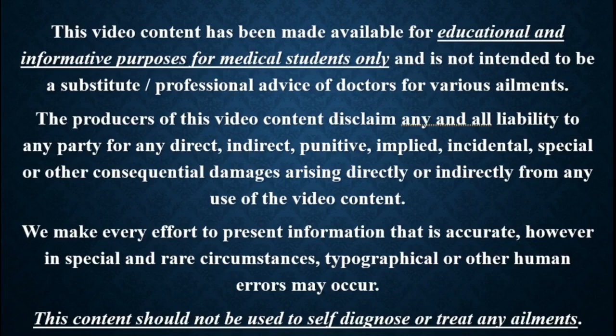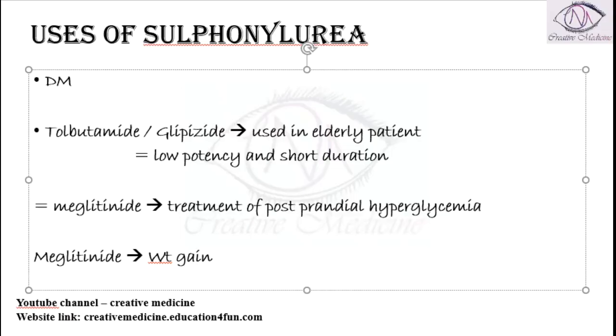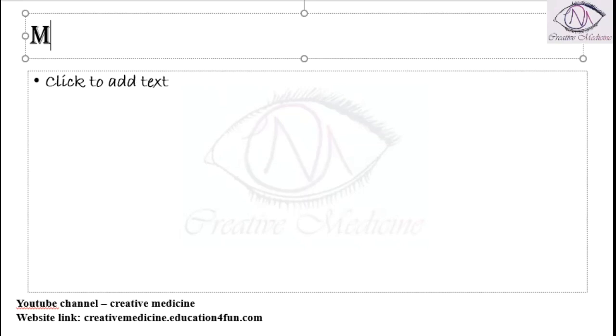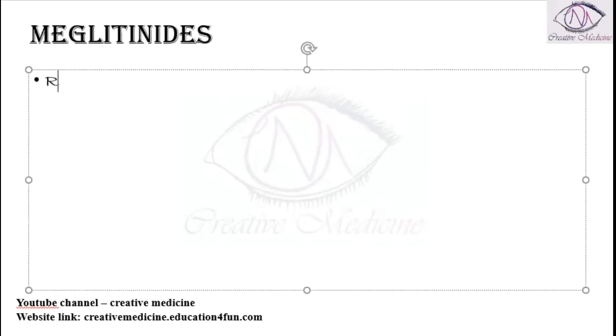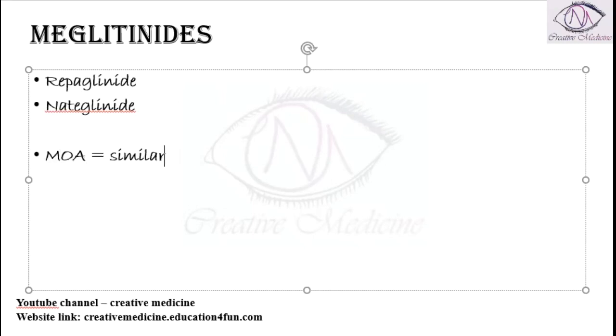In this lecture, we will learn about meglitinides. In the meglitinides we have repaglinide and nateglinide. The mechanism of action is almost similar to that of sulfonylureas only.